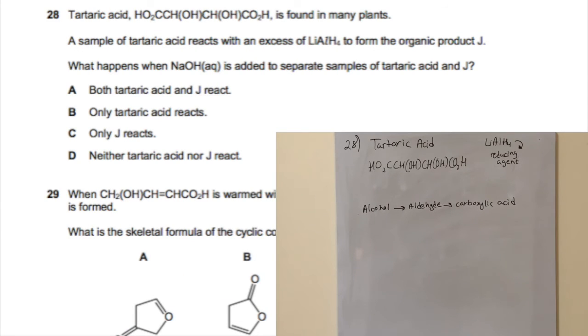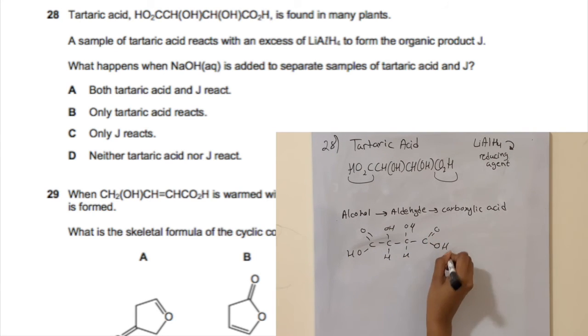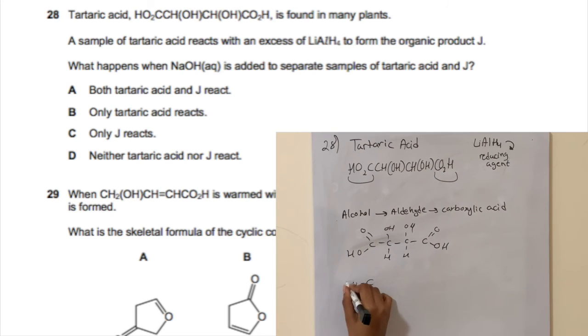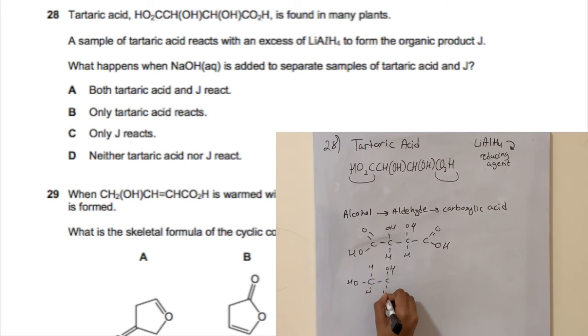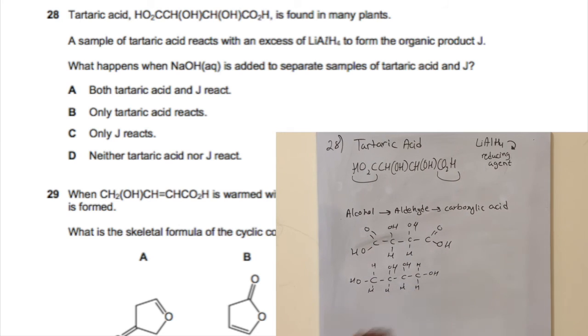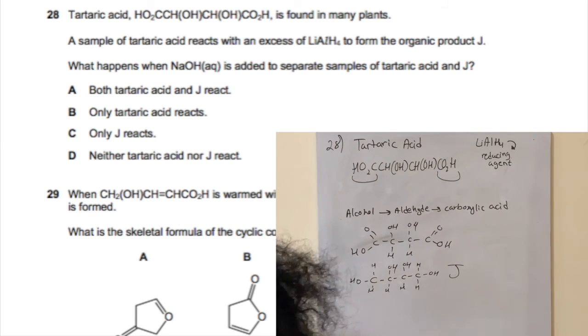Okay, so we're trying to find out what happens when aqueous sodium hydroxide is added to separate samples of tartaric acid and J. So this is tartaric acid, and they said to form J, it reacts with this compound here, which is a reducing agent. So we have these carboxylic acids right here. Those will end up getting reduced to an alcohol, and then the alcohols will just stay the same, right? So these will get reduced and you'll end up with an OH only. So this is J, right?